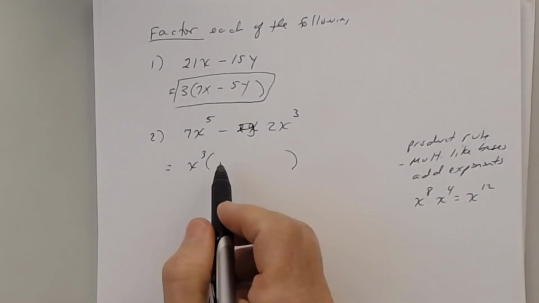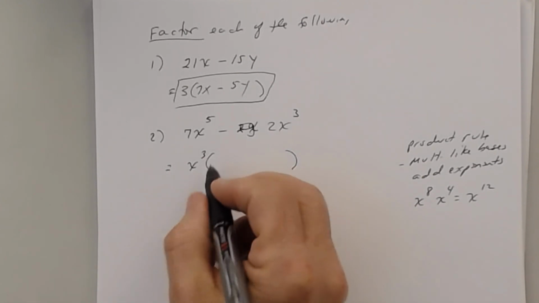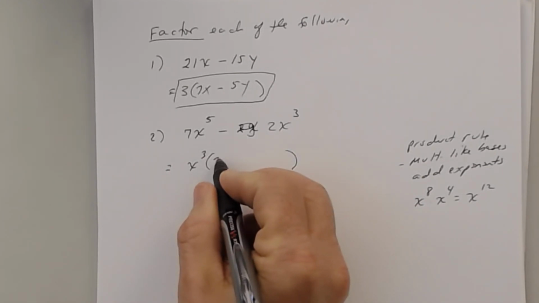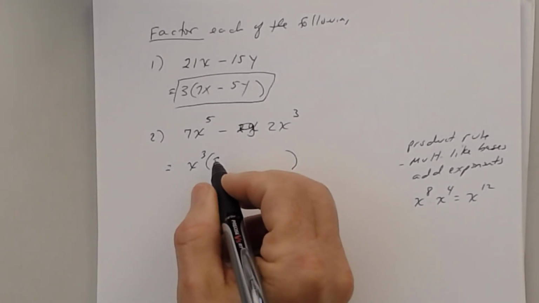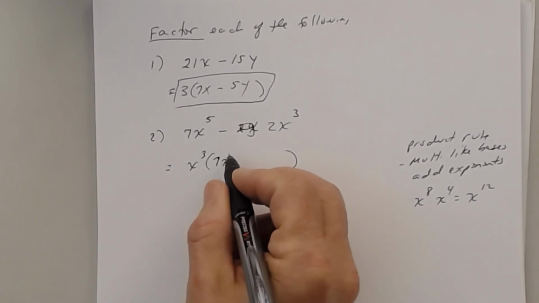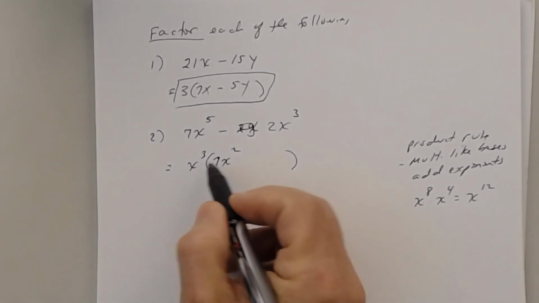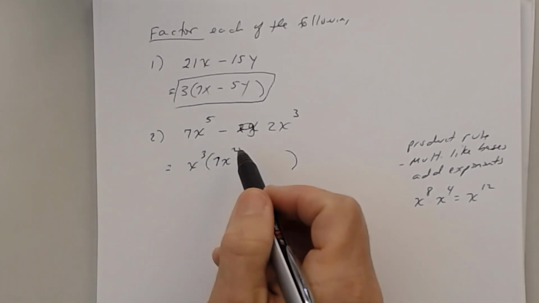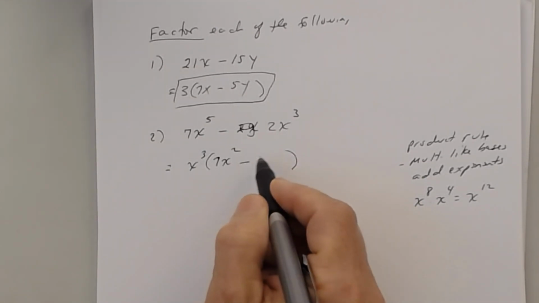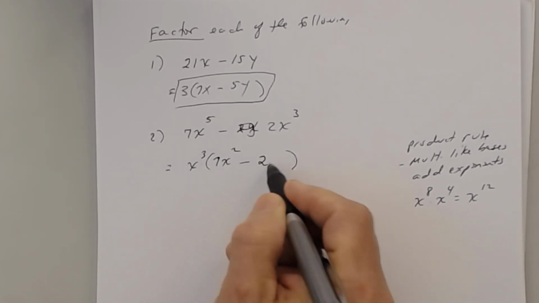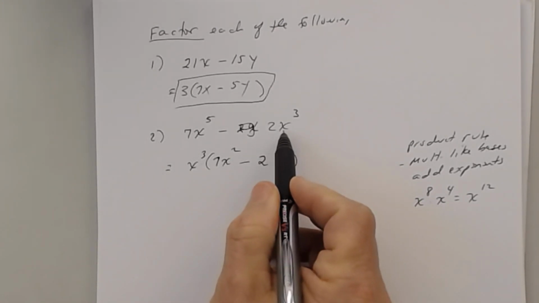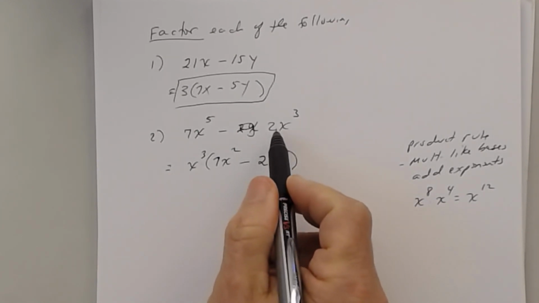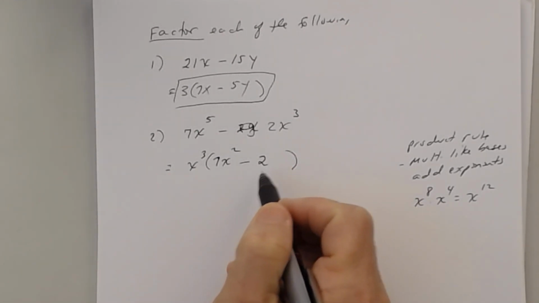So x to the 3rd times what is 7x to the 5th? Not 1x. You've got to say 7, okay? There's a 7 there. You need a 7. 7x to what power? The 2nd. x cubed times x squared is x to the 5th power. When you multiply like bases, you add exponents. 3 plus 2 is 5. Minus, and then what's going to go here? Just 2, right? Because you already have the x cubed. x cubed times what is 2x cubed? 2. All right, so there's your answer there.